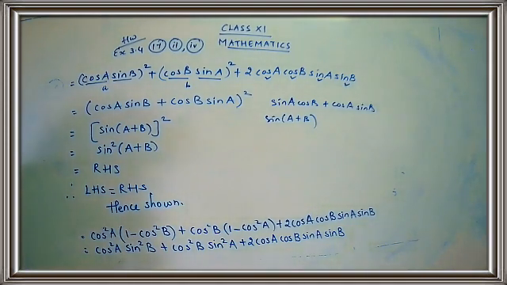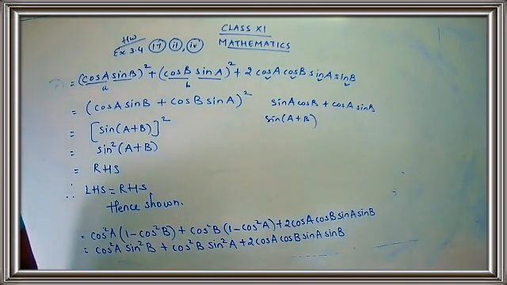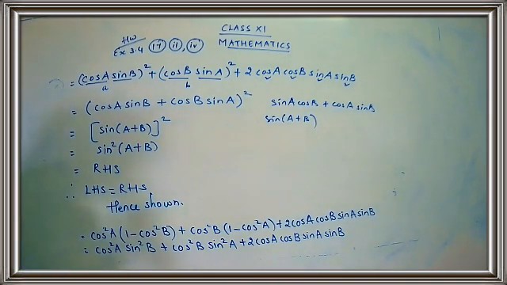If cos of alpha minus beta plus cos of beta minus gamma plus cos of gamma minus alpha is equal to minus 3 upon 2, then prove that cos alpha plus cos beta plus cos gamma is equal to sin alpha plus sin beta plus sin gamma is equal to 0.